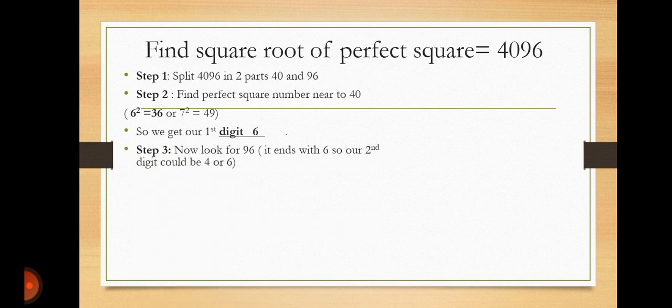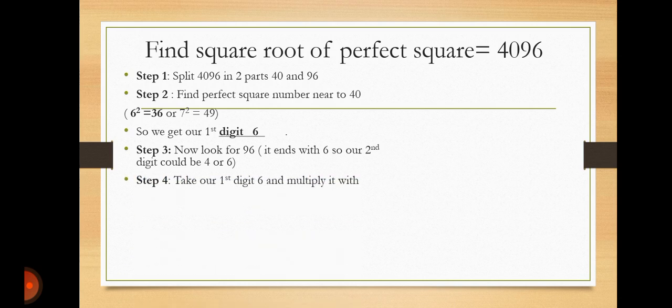Now step number 3 is to carefully observe 96. And the number 96 ends with the digit 6. So our second digit could be 4 or 6. How? Because 4 square is 16, which ends with 6, or 6 square, which is 36, which again ends with 6. So now we have to just choose between which is the correct digit, 4 or 6.